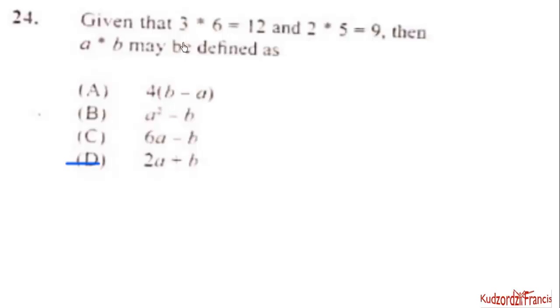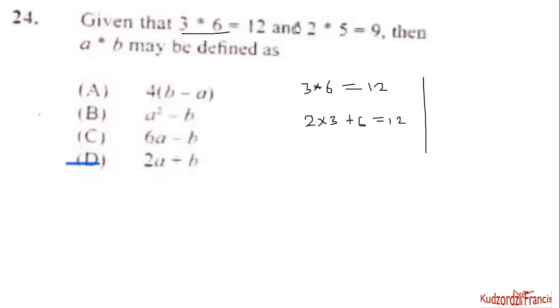Given that 3 star 6 is equal to 12 and 2 star 5 is 9, then A star B may be defined as, so we need to examine this. We know 3 star 6 is equal to 12. So how will you manipulate 3 and 6 to get 12? You multiply 3 by 2 and add 6, you get 12.